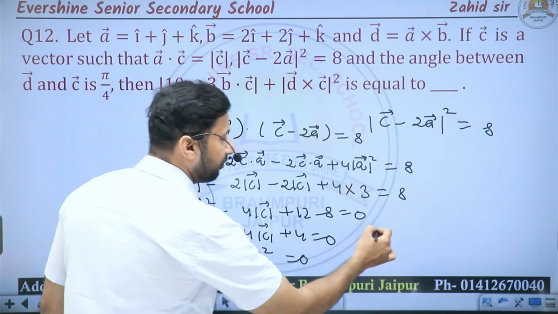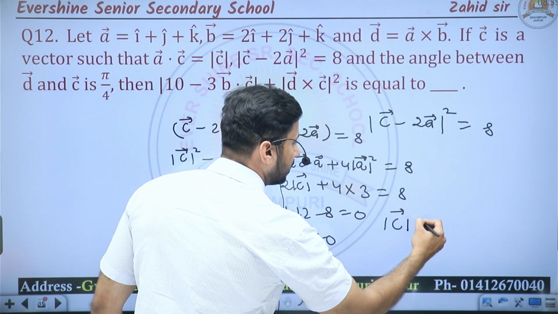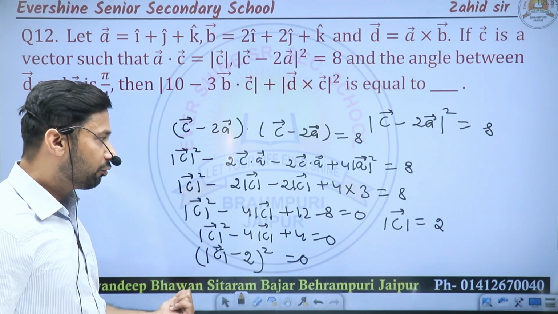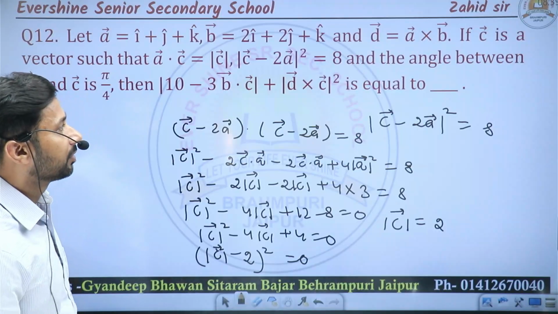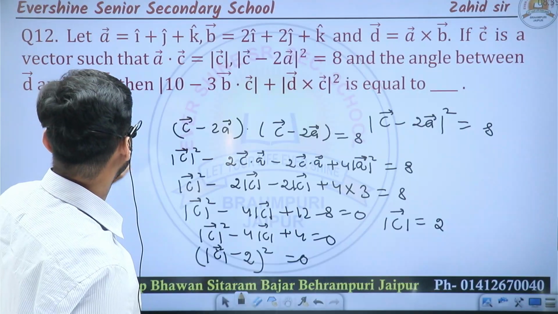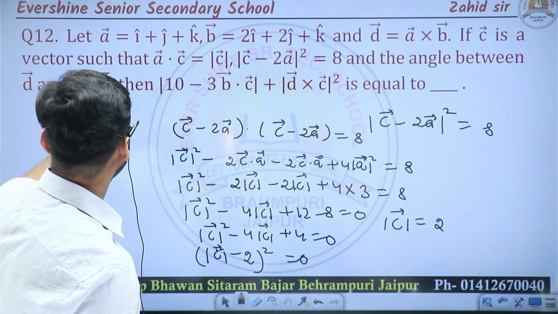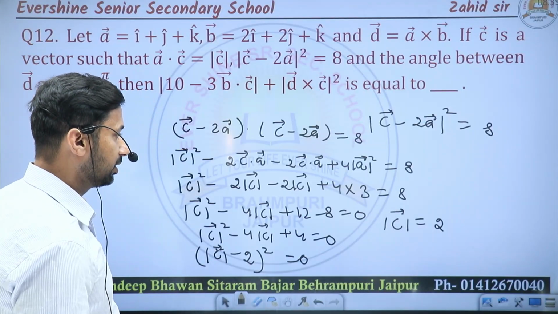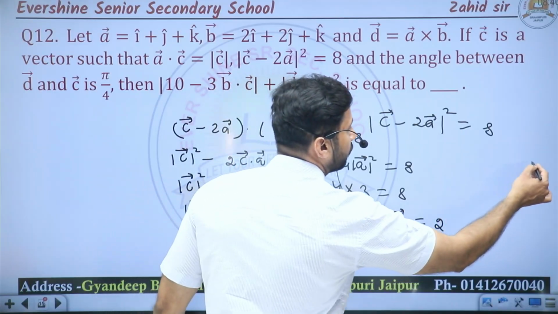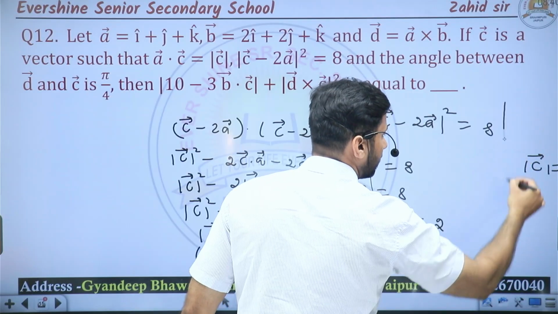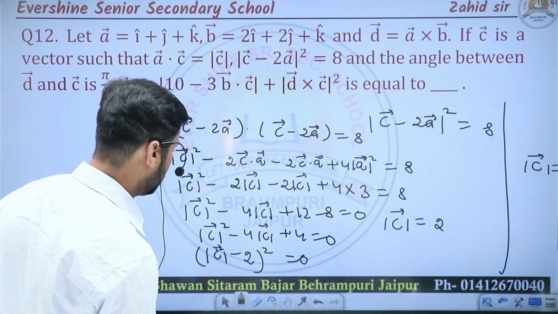So here the value of mod of C will be equal to 2. You can find the value of mod of C, which is equal to 2. Clear now? Okay. Now next, what am I given? We are given that the angle between D and C is pi by 4. So here I can write the value of mod of C, mod of C equal to 2.